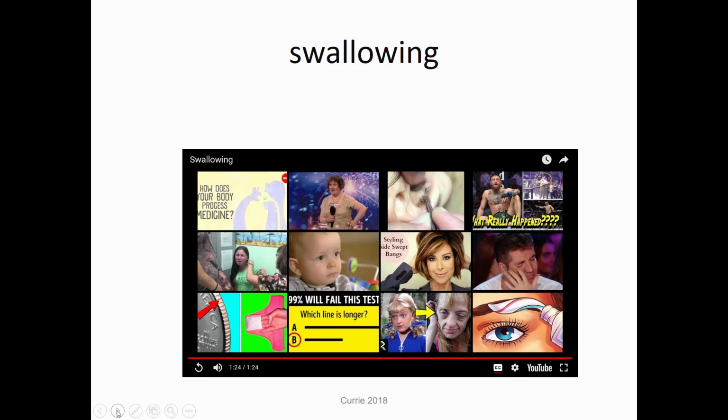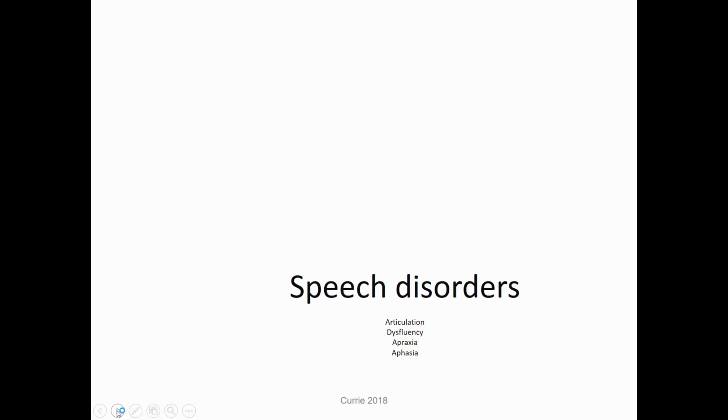Learning how to chew and swallow, if it's not done with safety, then a lot of the folks we support will aspirate on their food, and then they get repeated respiratory infections, which is going to affect their ability to communicate. So when we look at speech disorders, they're broken into articulation disorders, disfluency, apraxia, and aphasia.